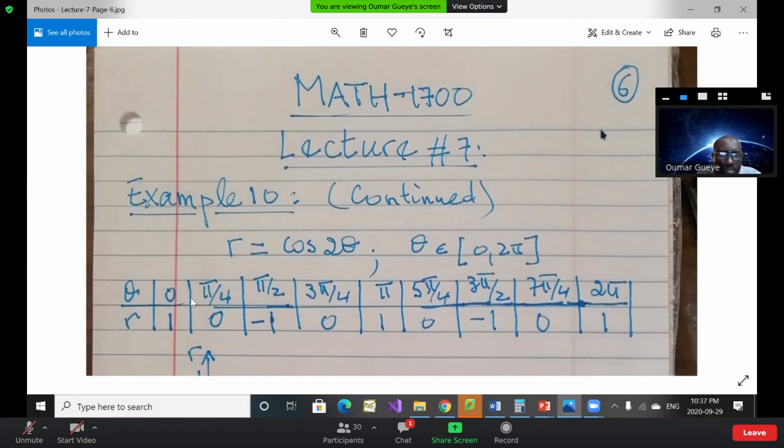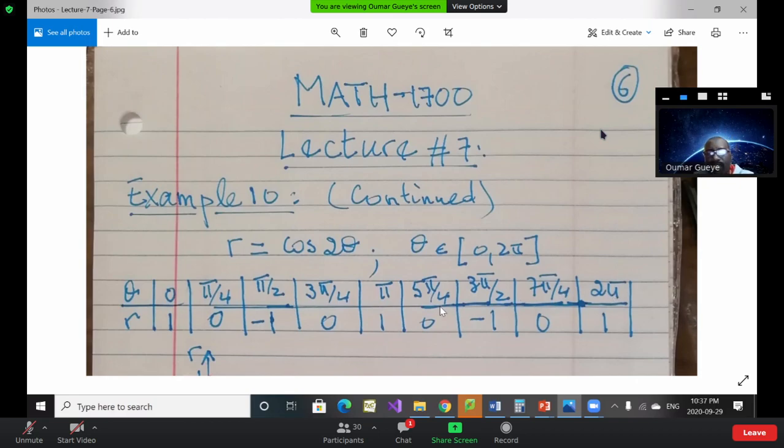So for example, in the first quadrant, I'm going to pick 0, pi by 4, pi by 2 here. In the second quadrant, you will get pi by 2, 3 pi by 4. In the third one, we'll get pi, 5 pi by 4. And in the last quadrant, you will get these values.